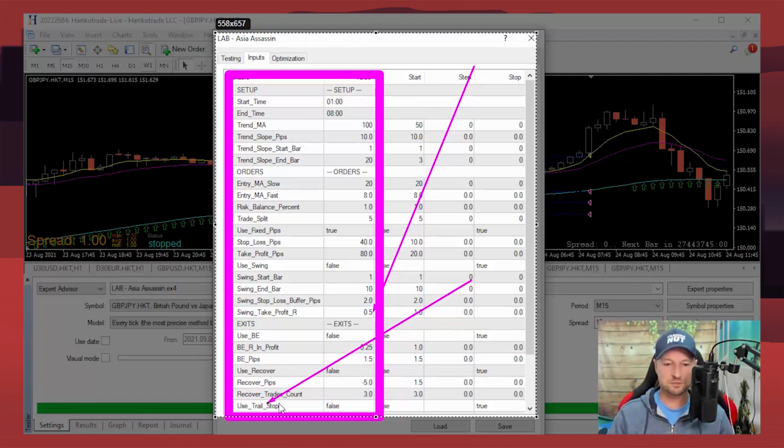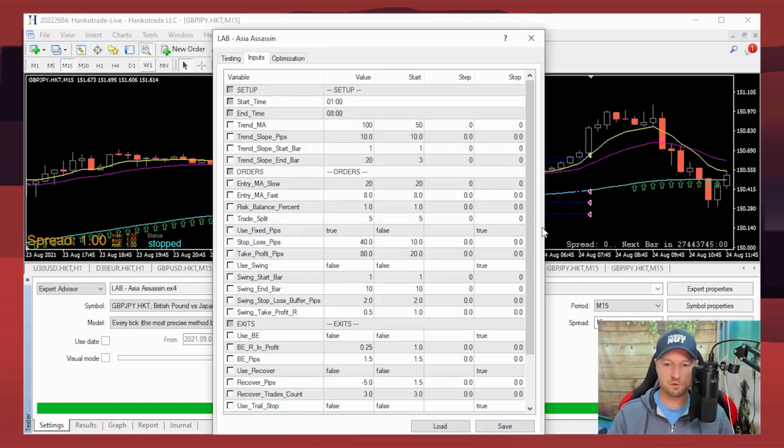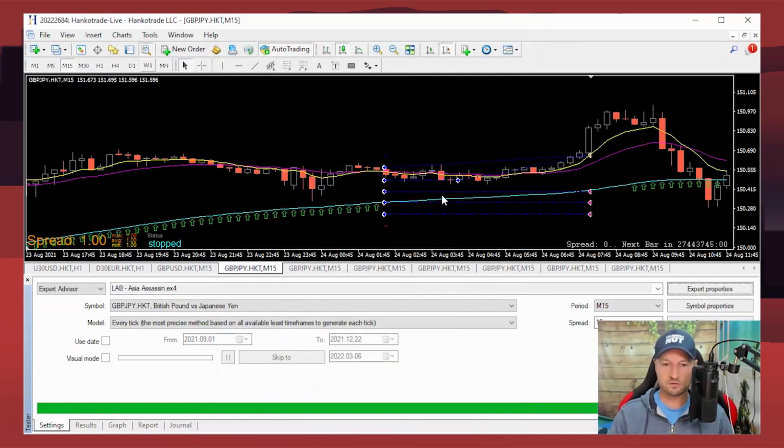Now, the last one is a trail stop, and there's a couple more settings under here, which are the start point and the trail pips as well. So we'll show you through all of these right now. That's how you operate this bot. Fairly simple, and let's go into some of the details here.